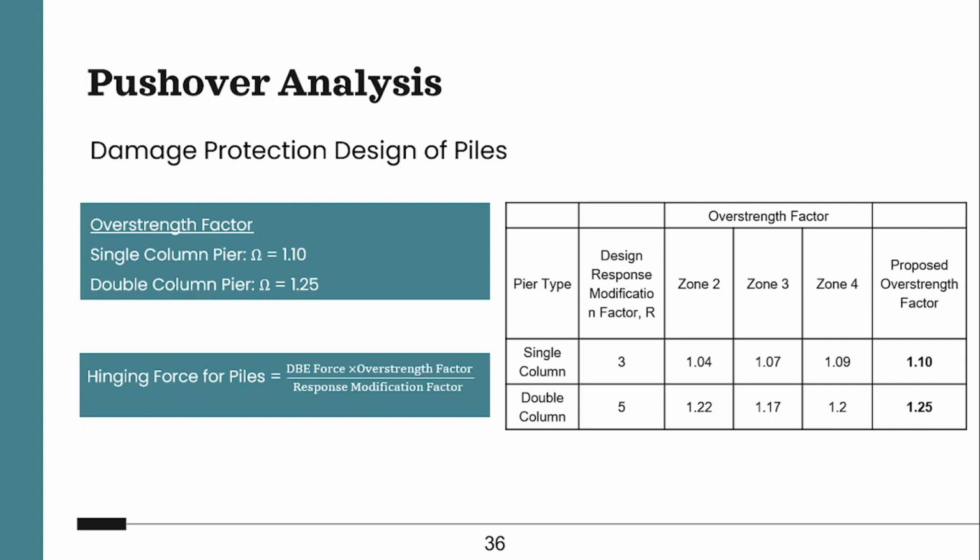Finally, we used this overstrain factor to design the piles. The force that we designed the piles for previously was very high, but after we use this overstrain factor the force is lower. Still, if we do the pushover analysis again, we find that no hinge occurs in the piles. That means we can protect the piles from damage even during the maximum considered earthquake.